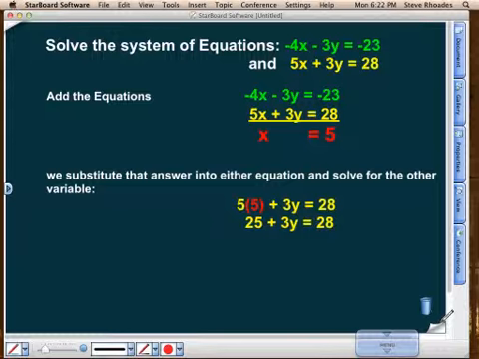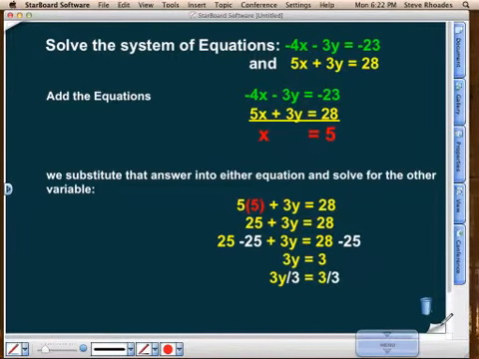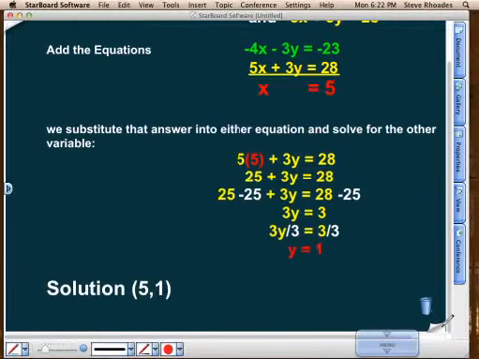Again, basic algebra, just to go over it again, we need to subtract 25 from both sides. It's going to cancel out there. And I'm left with 3y is equal to 3. Divide both sides by 3. And I'm left with y equals 1. And now we've got our solution.